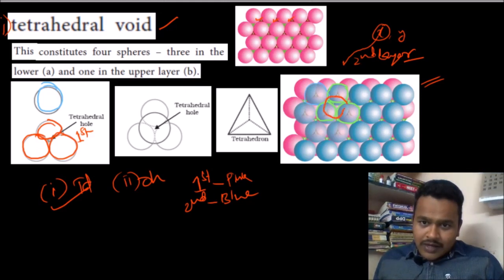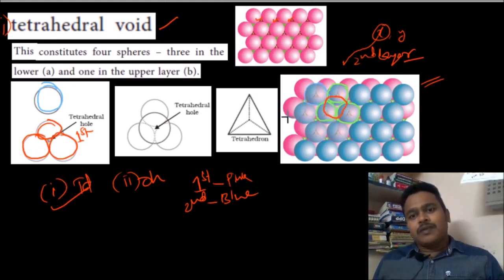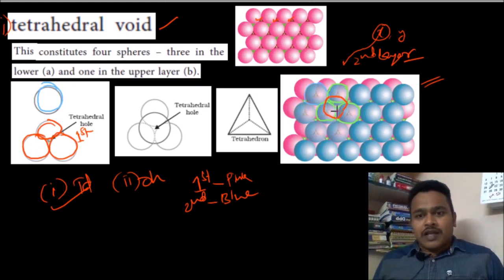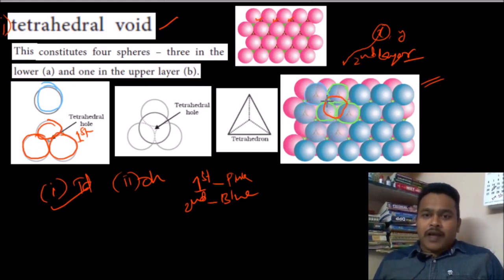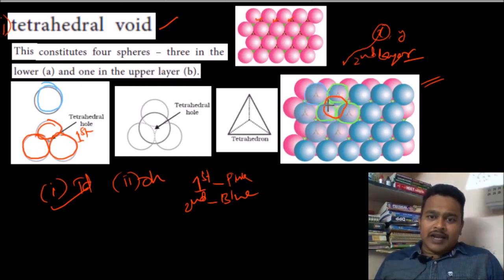That is our first layer of spheres. Above 3, below 1. Otherwise, below 3, above 1. Any four spheres combined can form the tetrahedral void. How can you identify whether it is a tetrahedral void or not?